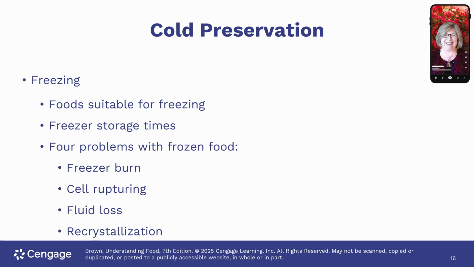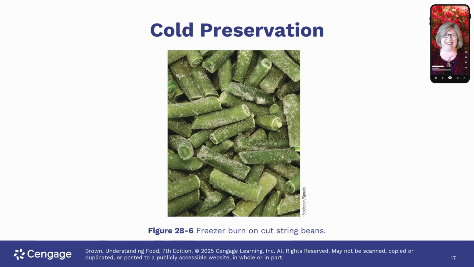You also have some problems with frozen food. You can have freezer burn, cell rupturing, which can change the texture of the food when you heat it, fluid loss, and recrystallization. So recrystallization would be when food inadvertently or intentionally was defrosted and then not used, and it's put back in the freezer. Here's an example of freezer burn on cut string beans.